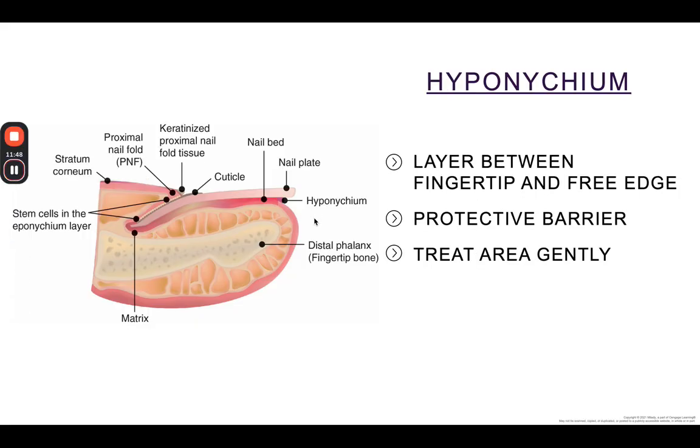Next, we have the hyponychium. The hyponychium is the slightly thickened layer of skin that lies between the fingertip and the free edge of the nail plate. It forms a protective barrier that prevents microorganisms from invading and infecting the nail bed. Treat this area gently because when it is damaged, the nail plate can separate from the nail bed, making infections under the nail plate possible.